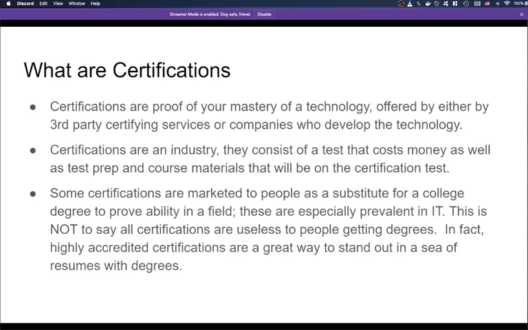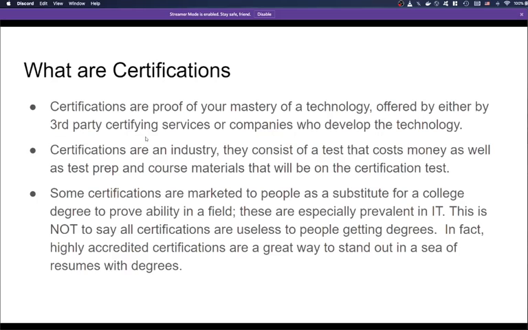So, of course, now you probably want to know what certifications are. Certifications are proof of your mastery of a technology. They're another way to prove that you've mastered a technology. But this time, instead of doing it through a project, you're basically going to take a test. And a third party, normally a prestigious company, will say, yes, we confirm that this person knows this technology. So it's proof of your mastery of the technology.